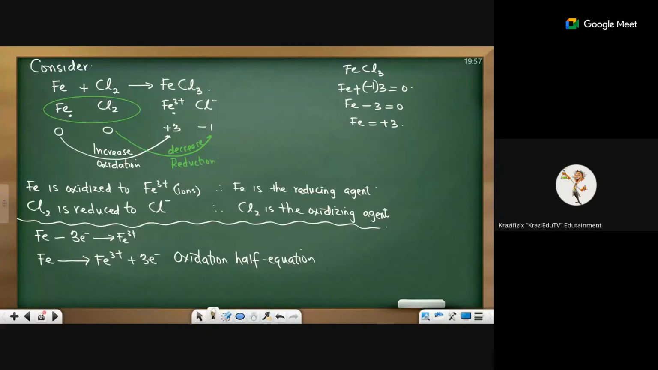Cl2, what happens to Cl2? It is reduced. What is reduction? The gain of electrons. What am I going to have? Cl2 will gain 2 electrons. But here's the deal. Check. If I write Cl minus, are you aware that it's not balanced? There are 2 chlorine atoms there. So it means I must put a 2 here as well. And this is the reduction half equation.